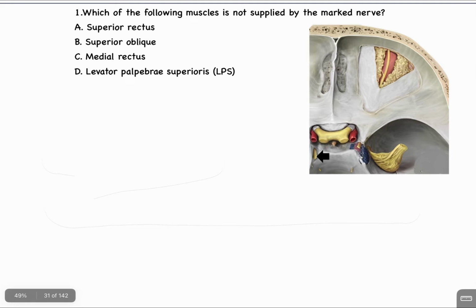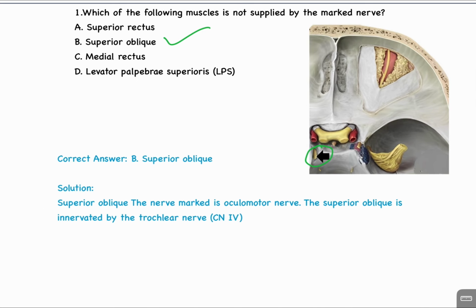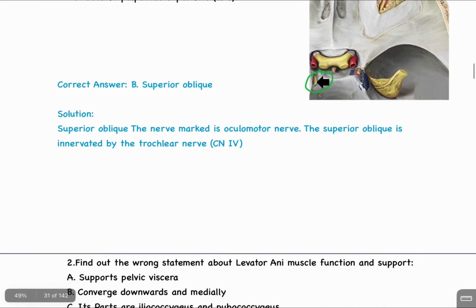Which of the following muscles is not supplied by the marked nerve? A. Superior rectus, B. Superior oblique, C. Medial rectus, D. Levator palpebrae superioris. इसका आंसर है B, superior oblique. The nerve marked is oculomotor nerve. The superior oblique is innervated by the trochlear nerve, cranial nerve 4.